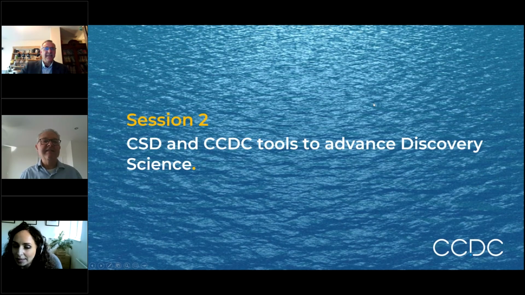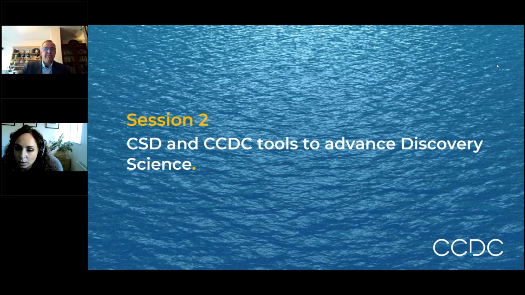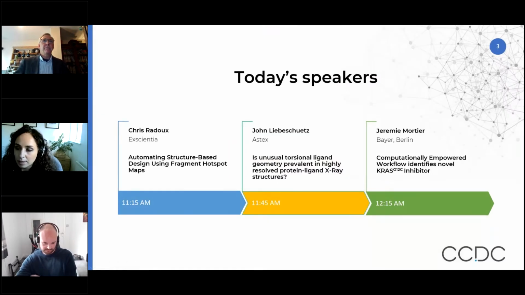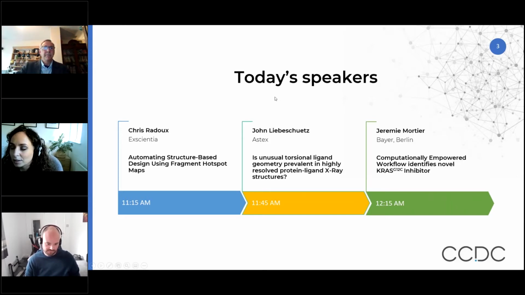Yeah, so good. Welcome to this session, which is going to be focused on use of the CSD data and CCDC tools in general to advance discovery science. So we've got a good lineup of 3 speakers, starting with Chris Radoux from Exscientia. So Chris was a CCDC sponsored PhD student when I first joined the CCDC 7 years ago. So I'm really delighted to see how successfully his career is progressing.